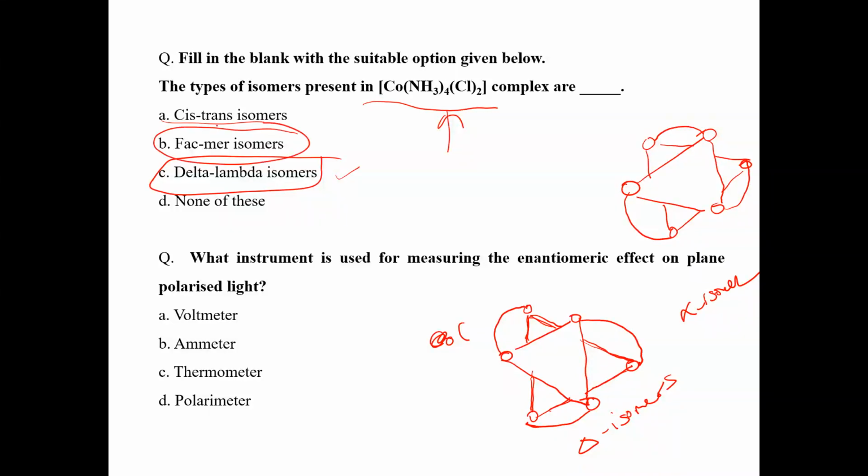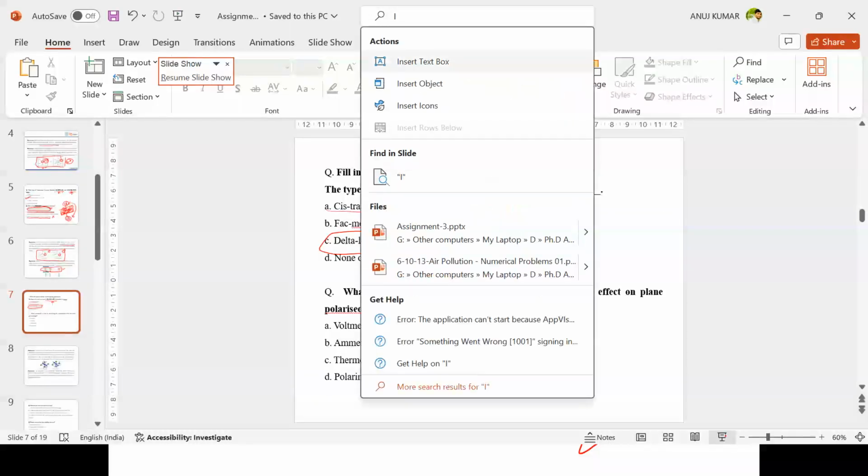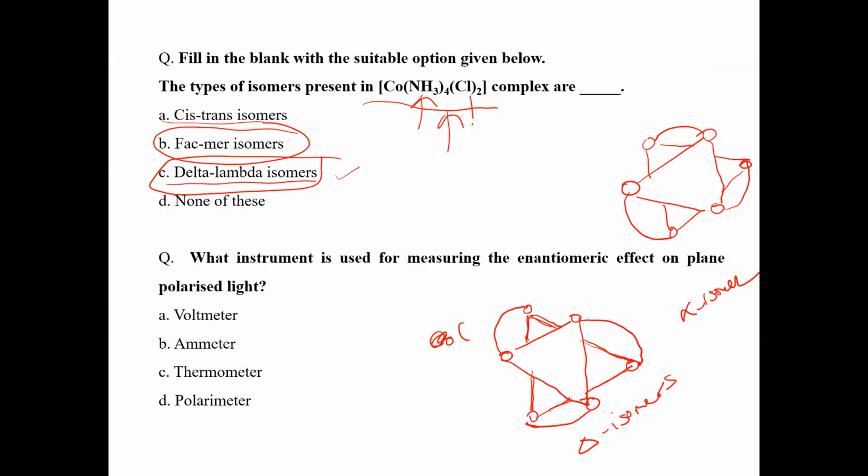If I talk about the facial-meridional isomers, I'll explain in detail in the next slide. Just try to give me the answer for these two questions. After that I'll explain. For this one you should have a tris-chelate, but here both the ligands are monodentate, so this complex will not exhibit delta-lambda isomerism. So what about the cis-trans and facial-meridional isomers?